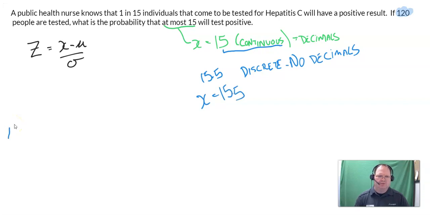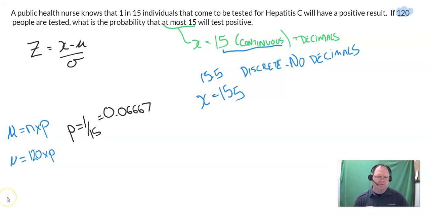As noted earlier, we don't have mu. It has to be calculated. So mu is equal to n times p. So mu is equal to 120 times p. But what is p? p is the probability that you test positive. So 1 divided by 15, which is going to equal 0.066666666 repeated. I'm just going to round it to 0.06667. And now I can calculate my mu, which is equal to 120 times 0.0667, which is about equal to 8.